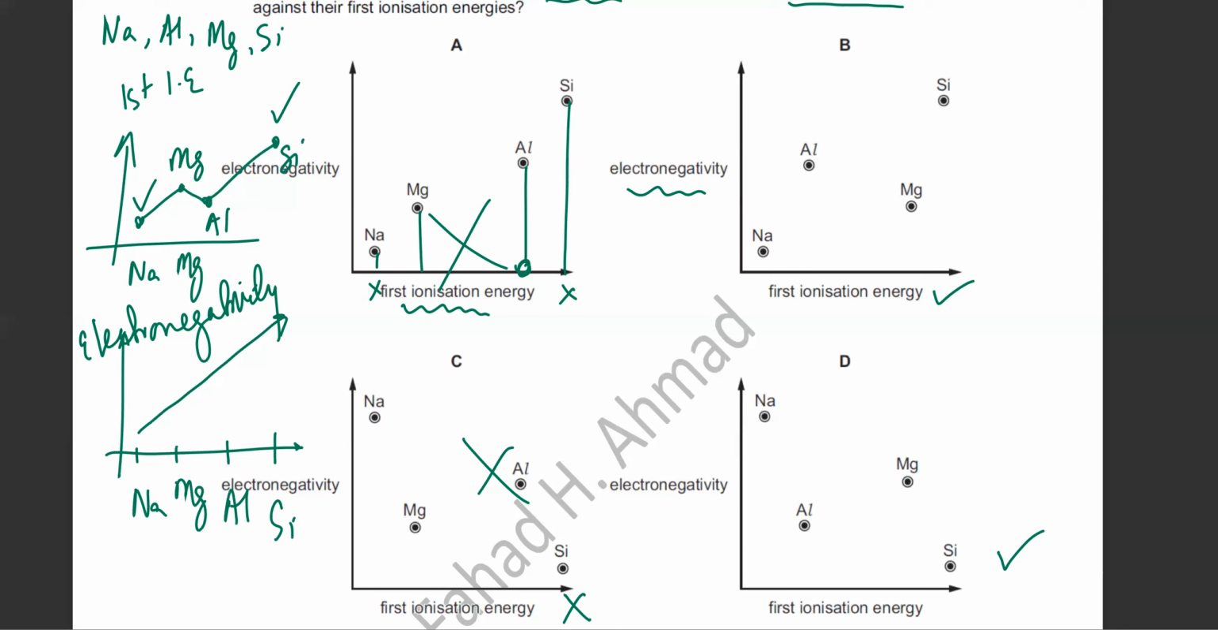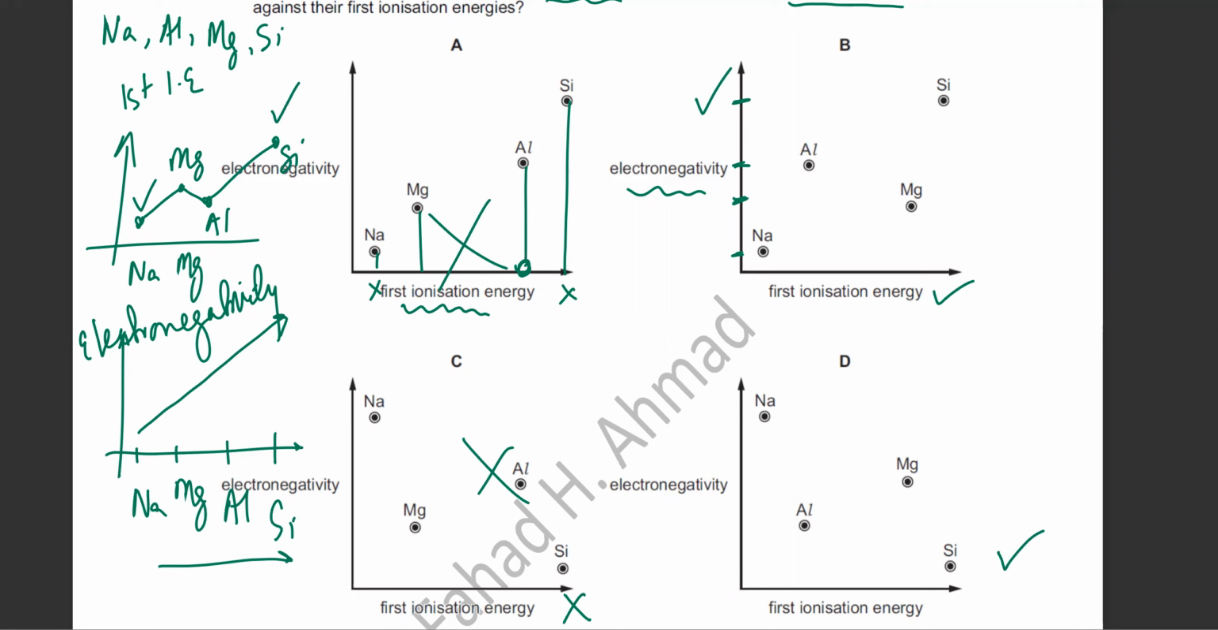This is the order across the period. So silicon is going to have the highest ionization energy. Silicon is over here, then it's going to be Al, then Mg, and then Na is going to be the least electronegative. So that order is correct over here, and that order is completely wrong over here.